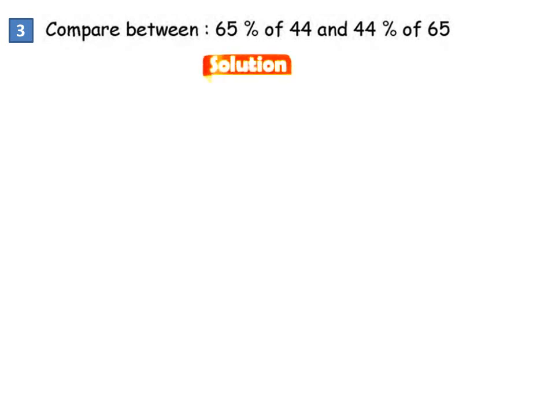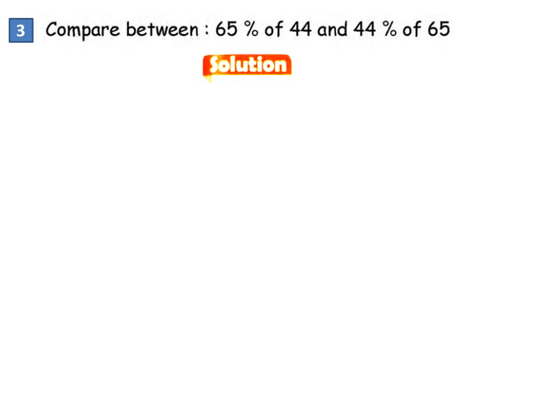Exercise number 3. Compare between 65% of 44 and 44% of 65. As we know, 65% of 44 means that we multiply 65% times 44. Firstly, we will convert 65% into a fraction. 65% equals 65 over 100 times 44. And by the same method we will find 44% of 65. 44% equals 44 over 100 times 65.